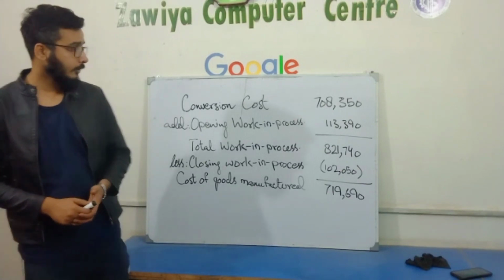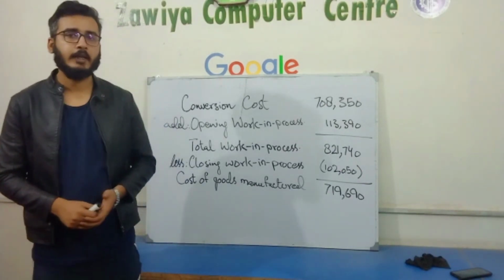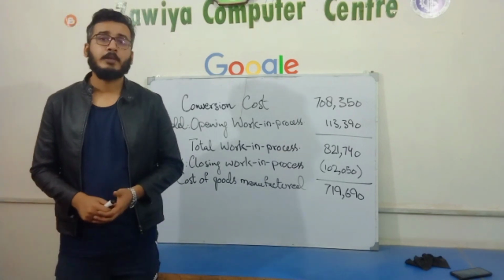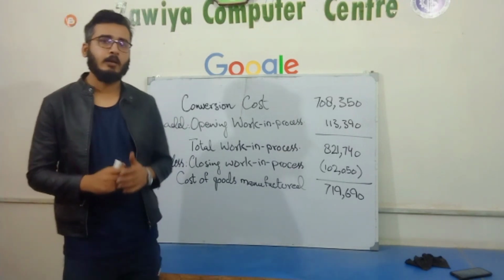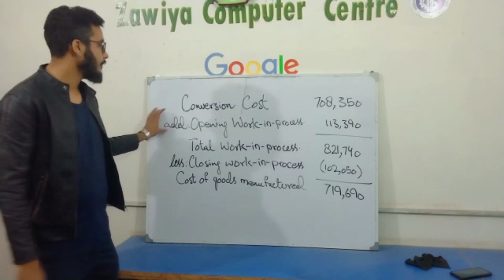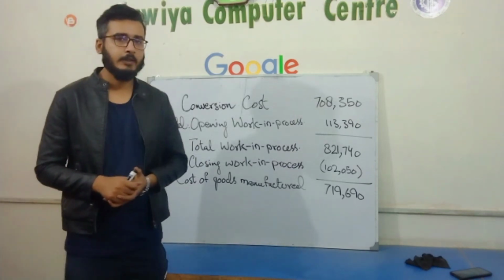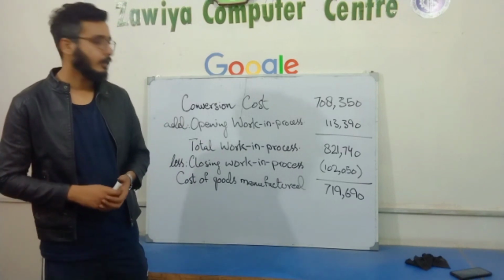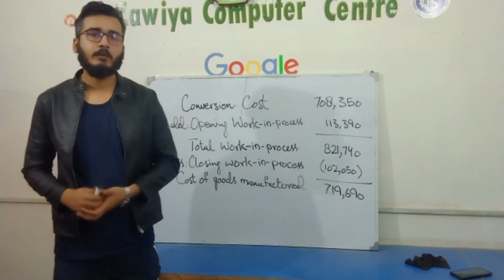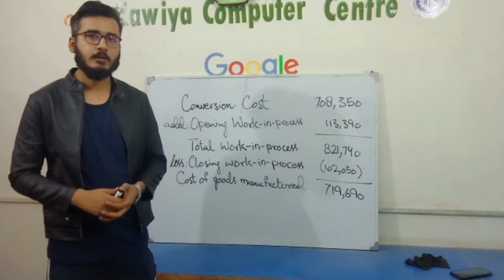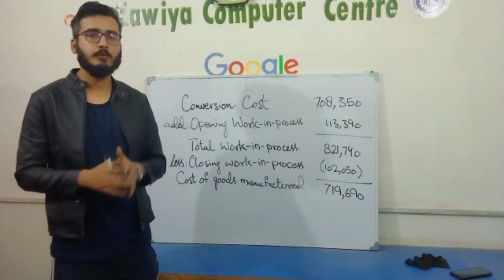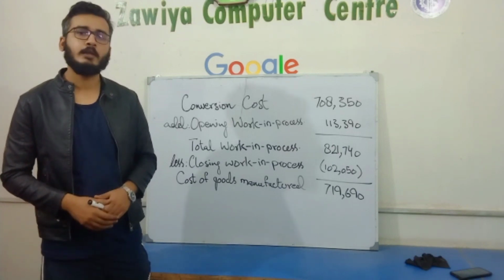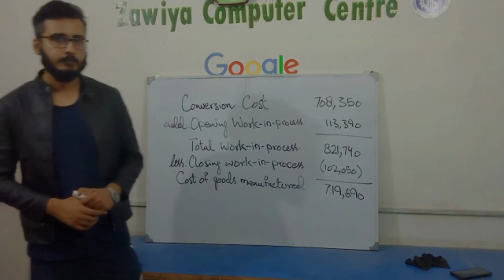Okay, so having calculated the conversion cost of 708,350, this conversion cost represents the work in process of this current period. And by adding the opening work in process to it, we shall get the total cost of work in process. Then, by deducting the closing work in process, we shall get the cost of goods manufactured, the goods which are manufactured in the current period. Now let us see what to do with this cost of goods manufactured.